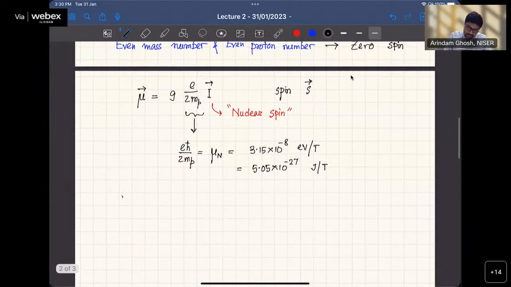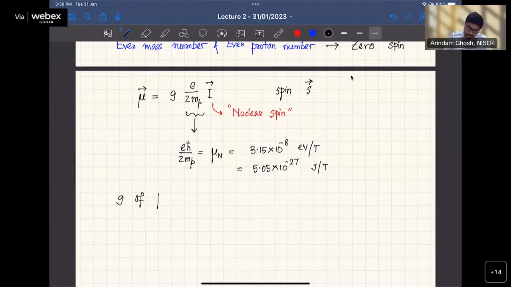For example, g of a proton, a single isolated proton, is 5.586, whereas g of a neutron is minus 3.826.